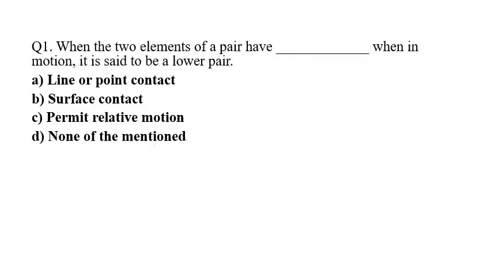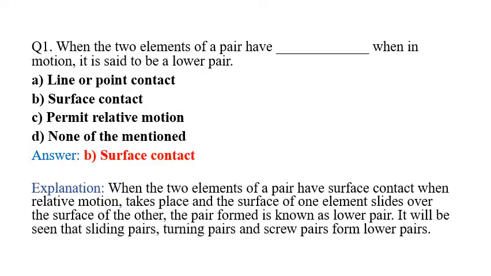So for lower pair, you should think what is higher pair and lower pair. Surface contact is usually a lower pair. Line or point contact is always a higher pair. So the answer should be surface contact. Okay, so this is the answer. More explanation you can see here.